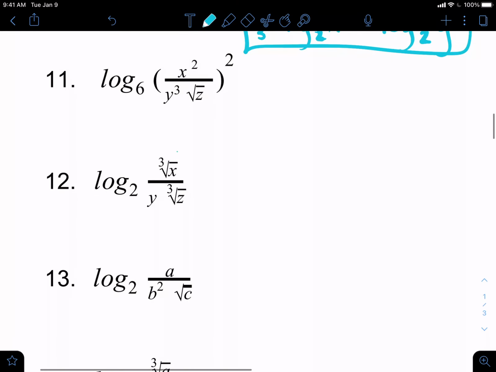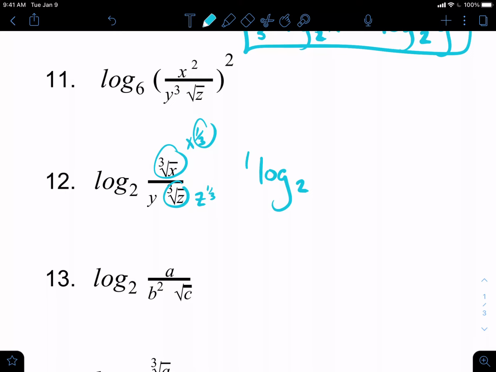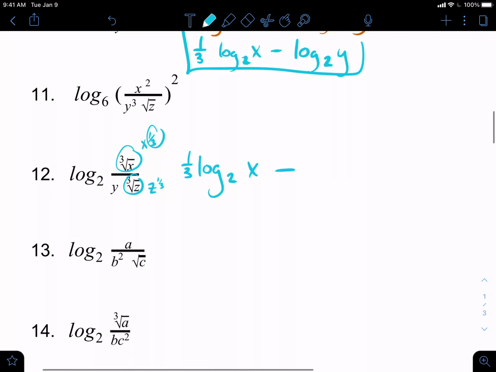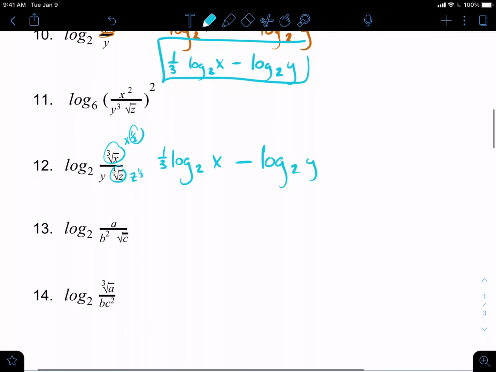Moving ahead to problem number 12, this will be x to the 1/3 power and z to the 1/3 power. Just rewriting those right off the bat is helpful. So when I actually go to my final answer, I will have log base 2 of, actually I'm going to pull the 1/3 down in front right away, of x minus log base 2 of y. And since the z is also on the bottom, it's going to be another minus. So minus, again, I'm going to pull the 1/3 in front already. So there's that 1/3 showing up in front. Log base 2 of z.